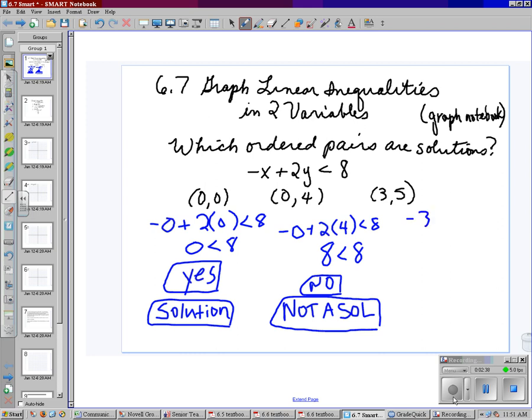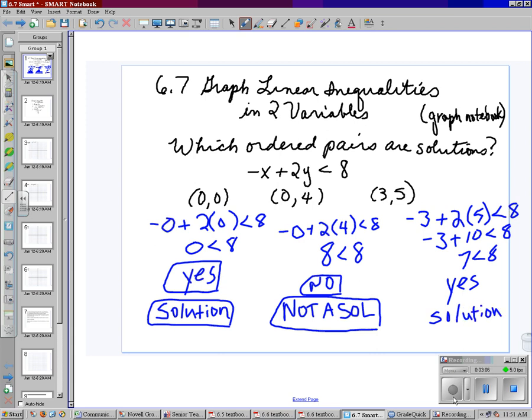And the last one, put that 3 in for your X and 5 in for your Y. And let's see what we come out with here. 2 times 5, class, is? So I got negative 3 plus 10 is less than 8. Negative 3 plus 10 is? 7, less than 8. True. So therefore, the answer is? Yes. Or we could say solution. Is it possible that I'm going to have more than one XY pair as a solution for an inequality? Absolutely. All right. Any troubles there to begin with?